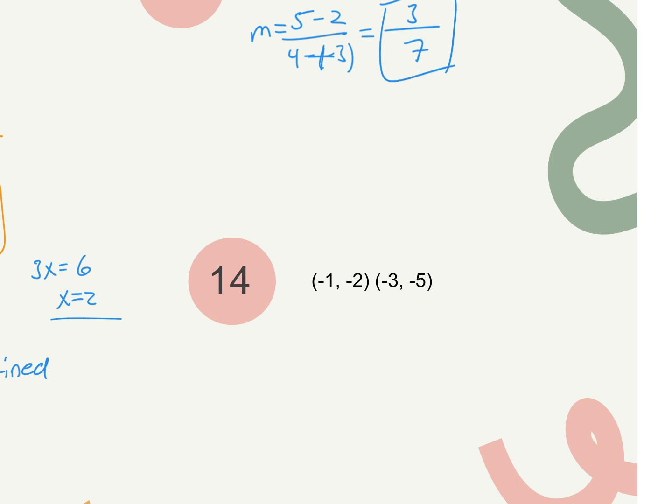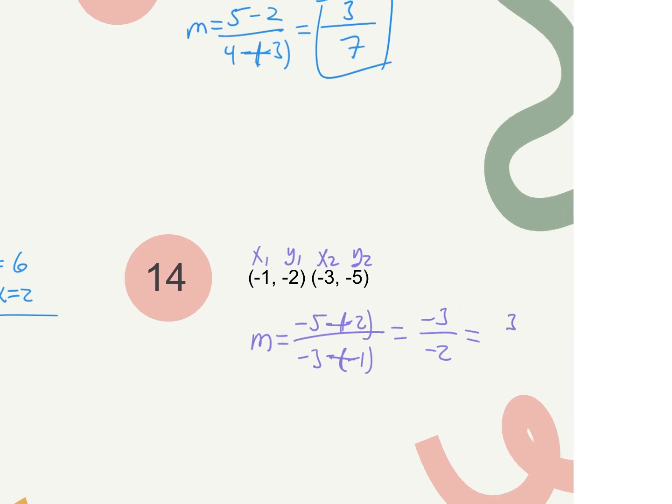And then the last one on this page. Again, we have 2 points, so we can label x1, y1, x2, y2, and then just find the slope using the formula. So negative 5 minus negative 2 over negative 3 minus negative 1. Again, don't let the double negative confuse you. That just means you're adding. Minus a negative is a plus. So negative 5 plus 2 is going to be negative 3. Negative 3 plus 1 is going to be negative 2. And then negative divided by negative cancels out. So we get the slope here is 3 over 2.